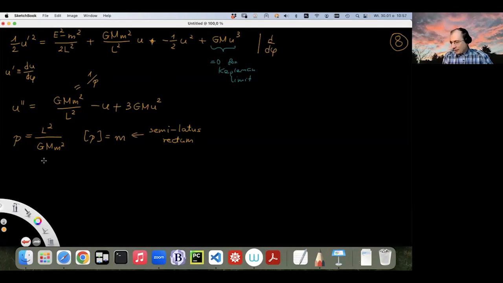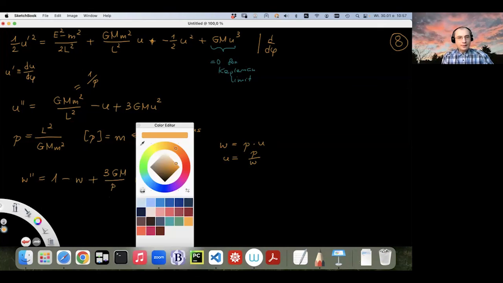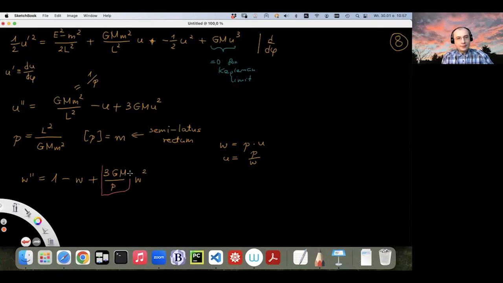And then we introduce W equal to P times U, or U equal to P over W. And in these terms, this equation takes the following form. W second derivative is 1 minus W plus 3 GM over P W squared. Okay, so this guy over here is dimensionless.